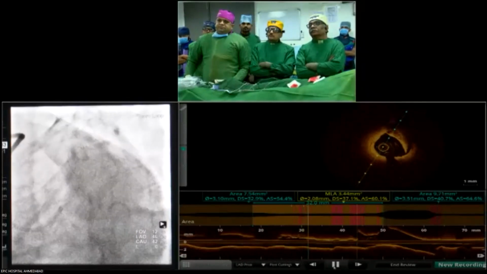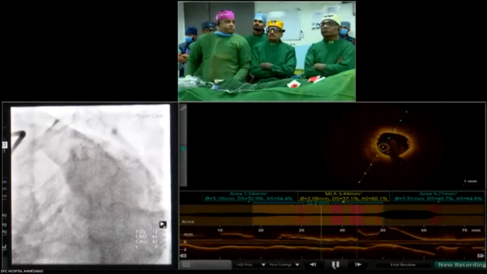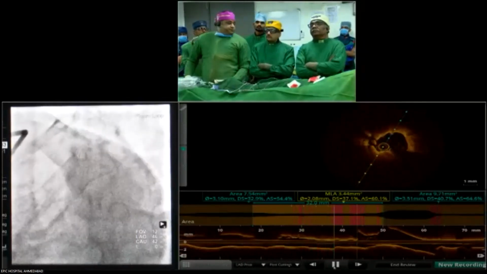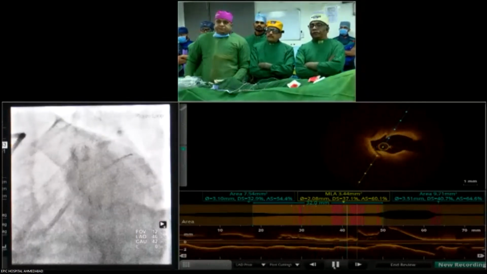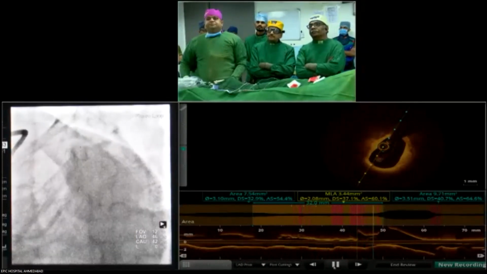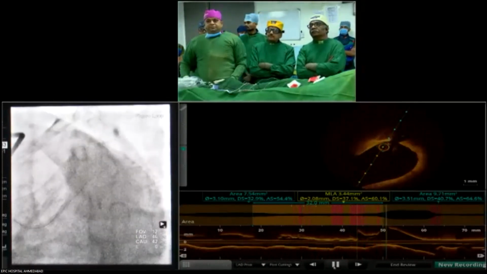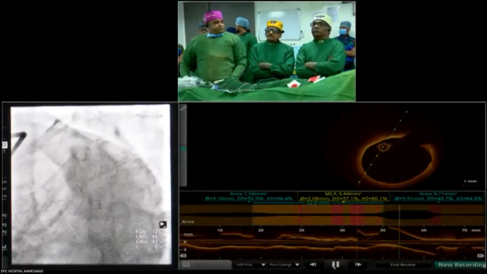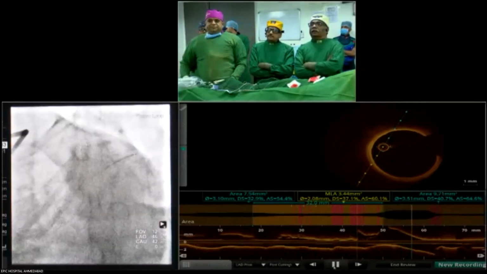Many a time, wiring the circumflex when you are doing ostial LAD stenting helps in anchoring. So the movement of the stent is less, so that you can accurately place the stent. That also helps in anchoring, and secondly in positioning. There are people who just keep a balloon at the circumflex ostium, without inflating, as a marker.